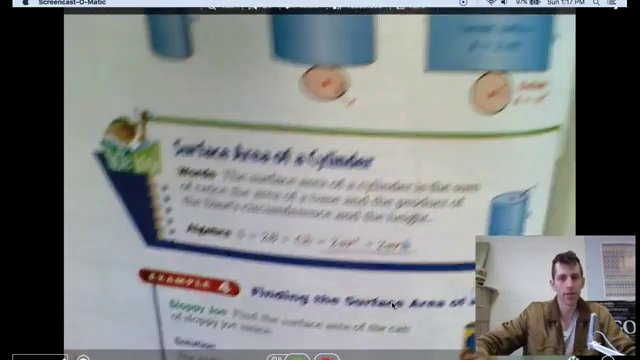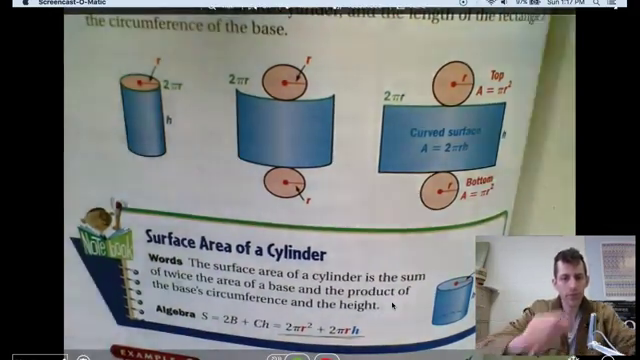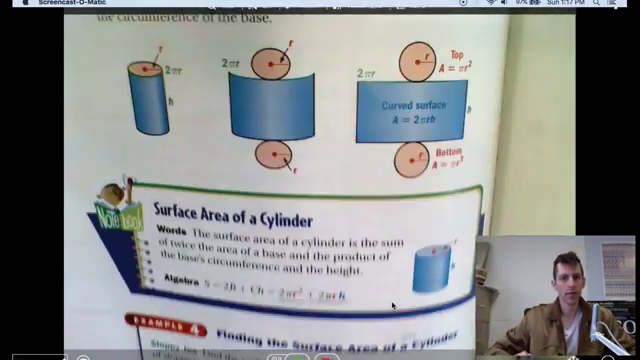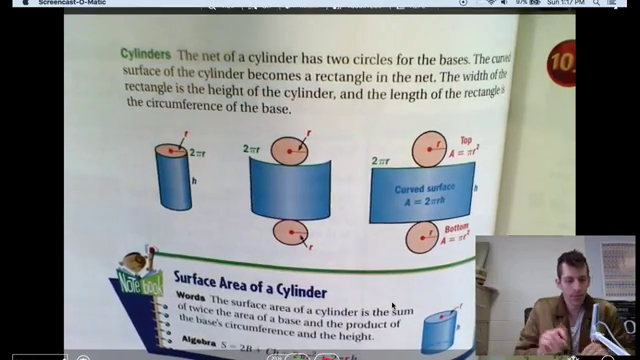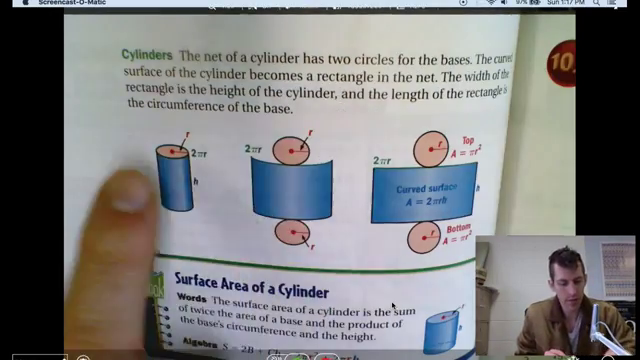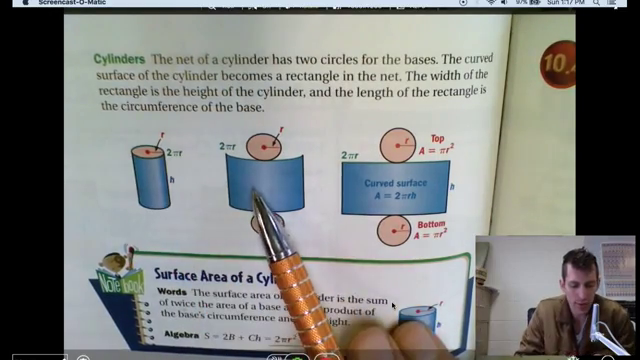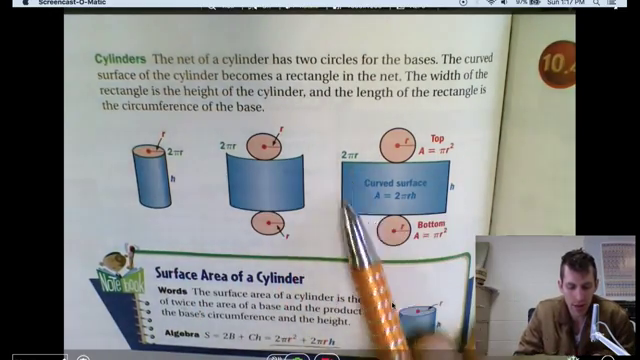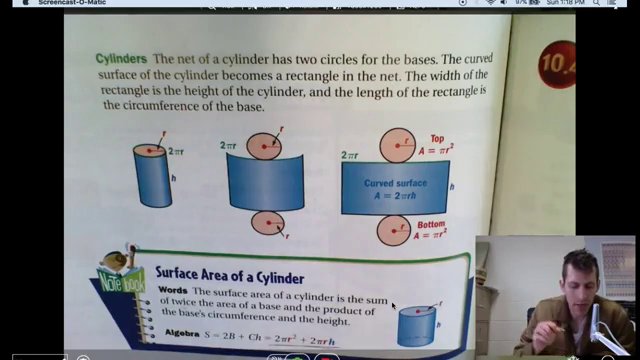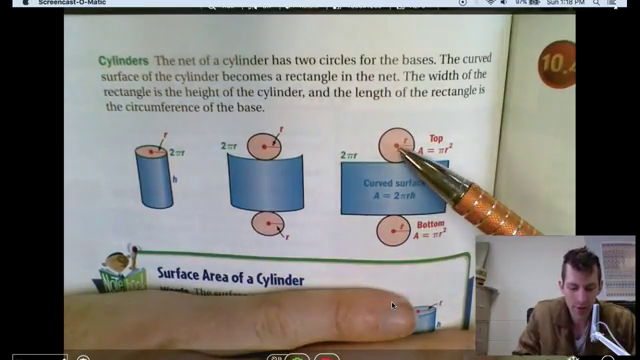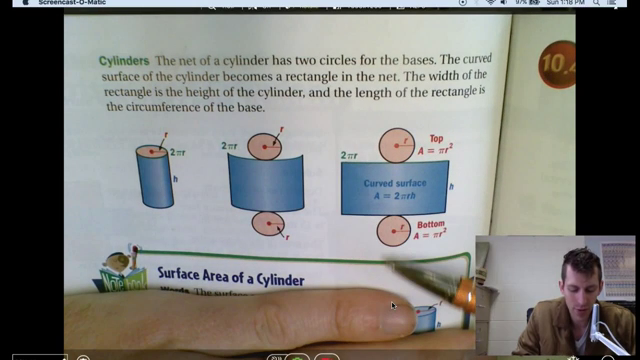Surface area of a cylinder. We'll zoom out a little bit. So, the net of a cylinder has 2 circles for the bases, and the curved surface, this blue, can be flattened out to be a rectangle, can't it? So, if you were going to make your own formula for the surface area of a cylinder, what would you do?